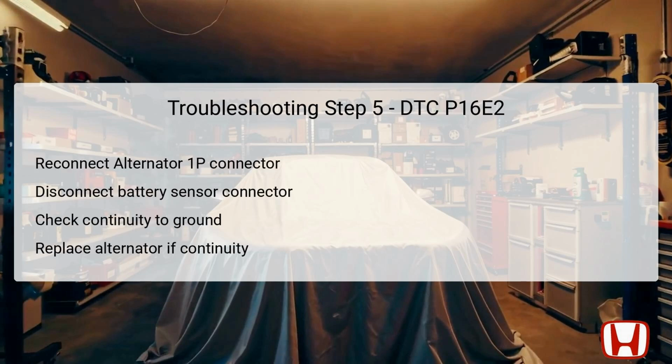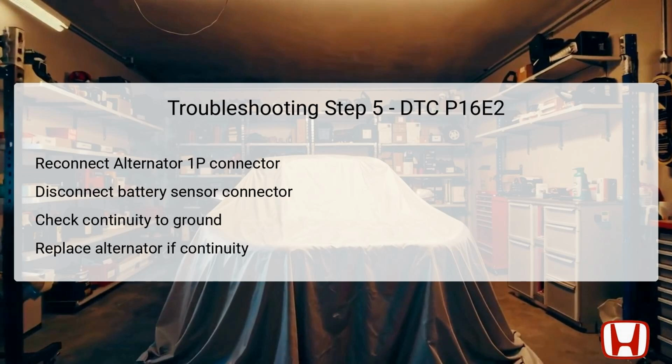For Step 5 of troubleshooting, begin by reconnecting the alternator 1P connector to ensure that the electrical system is intact for testing. Then, move on to disconnect the 12-volt battery sensor 3P connector, as this will be tested for continuity. With the battery sensor disconnected, check for continuity between test points 1 and 2. Test point 1 at the battery sensor connector number 3, and test point 2 at the body ground. In the event that continuity is confirmed, it indicates that the alternator is likely at fault and needs replacing. However, should continuity be absent, your troubleshooting will advance to the next step to further assess and isolate the source of the issue.